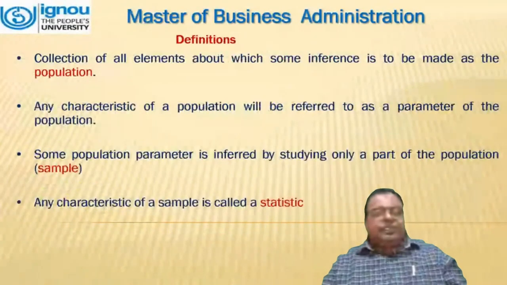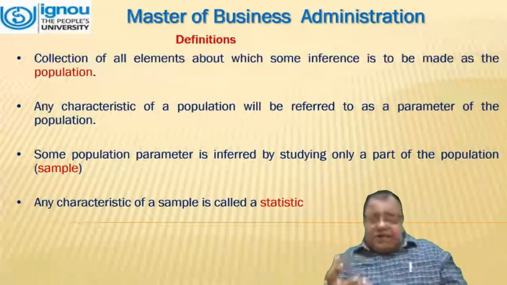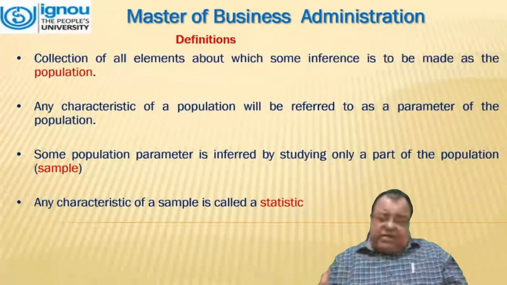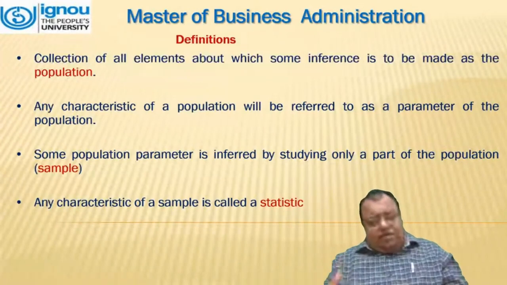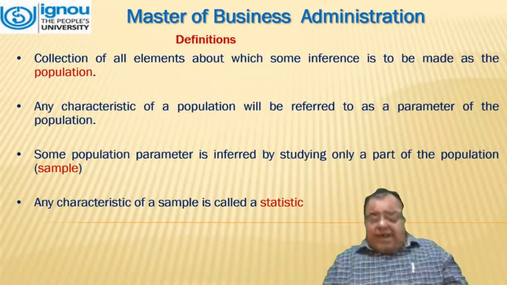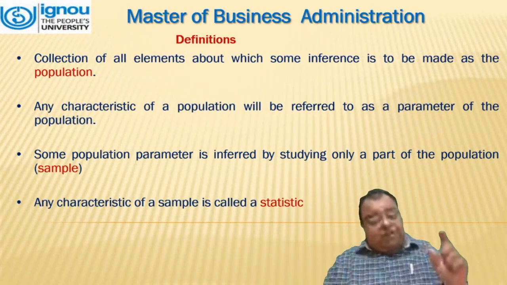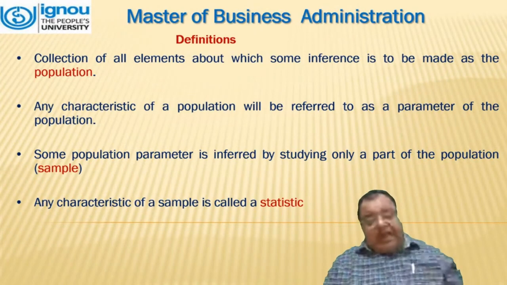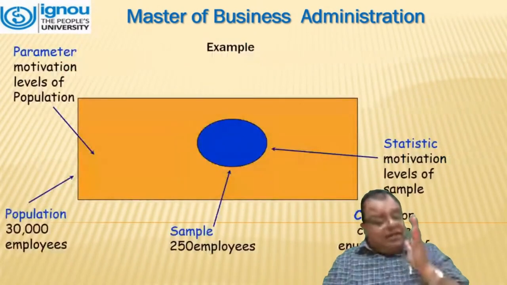What are the different definitions that we will be using in this sampling method? First of all is population. Population is a collection of all the elements about which some inference is to be made. Any characteristic of a population will be referred to as a parameter of the population. Some population parameters are inferred by studying only a part of the population, that is the sample. And any characteristic of a sample is called statistics.